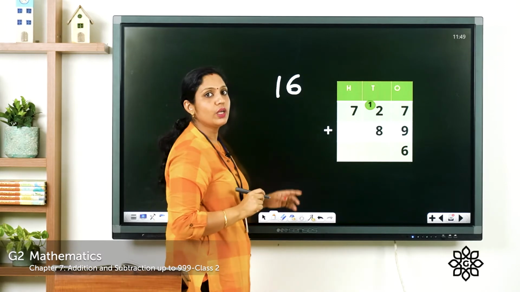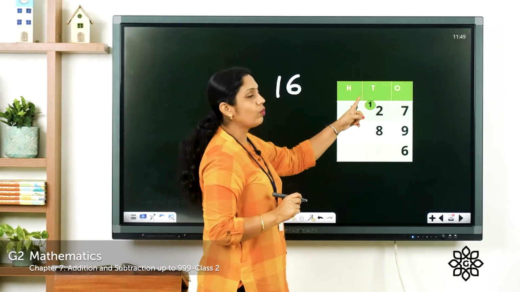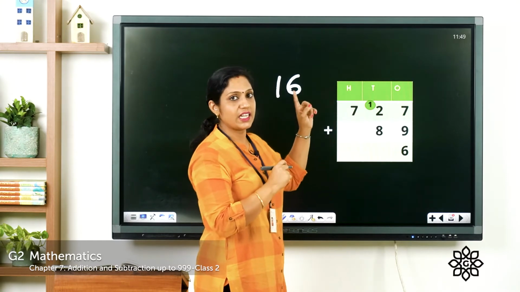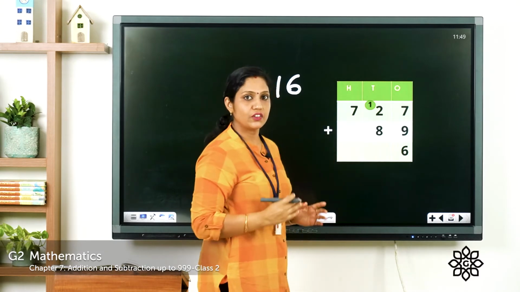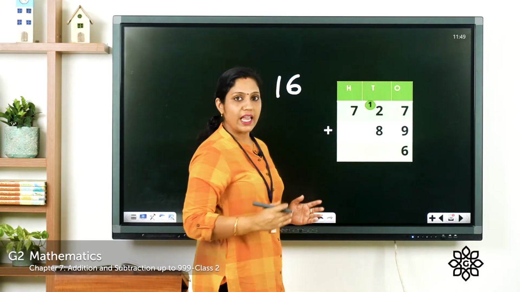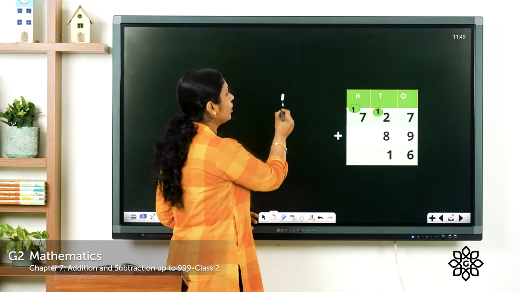So what we'll do, the 6 which is there in the ones place, we'll write it in the ones place, and the 1 will carry over to the tens place. Now we'll calculate. 1 plus 2 is 3. 3 plus 8 is 11. So again we got a 2-digit number.